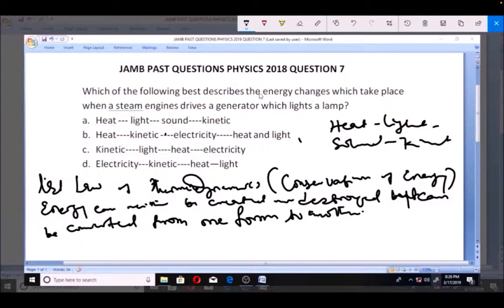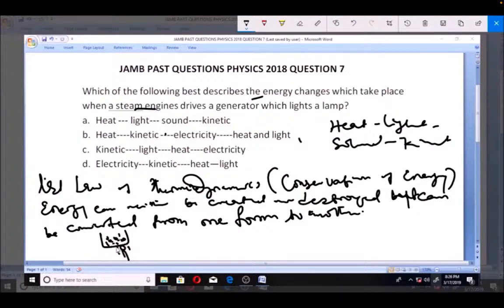Which of the following describes the energy that takes place when a steam engine, look at that, a steam engine. So how does a steam engine work? Now let's say you have a container and you have water inside this container. Now you have to apply heating. So you apply heat to this water.